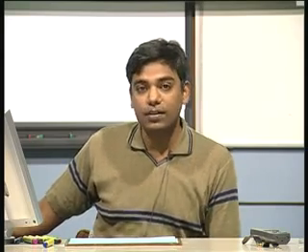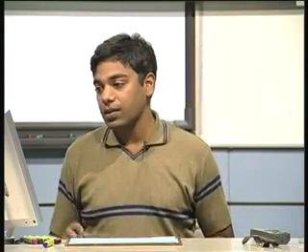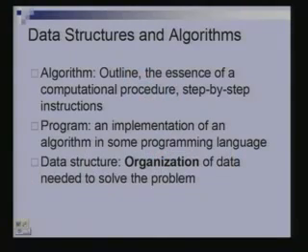Welcome to Data Structures and Algorithms. We are going to learn today some basic terminology regarding data structures and the notations that we would be following in the rest of this course. We'll begin with just some very simple definitions.